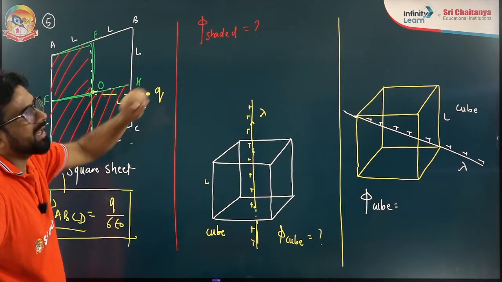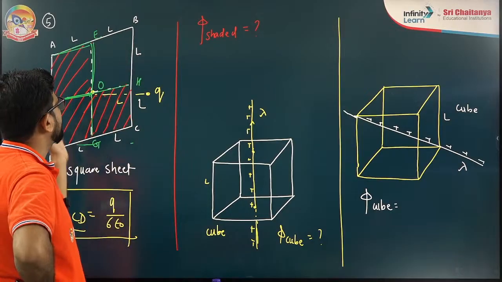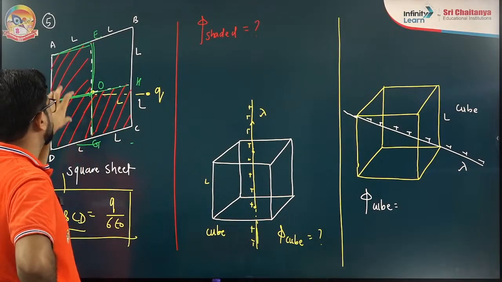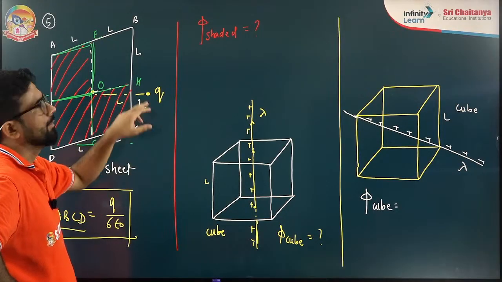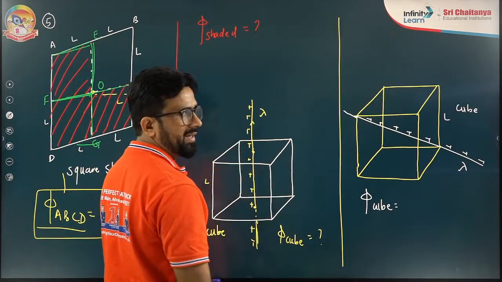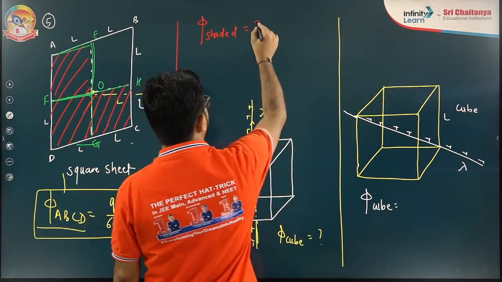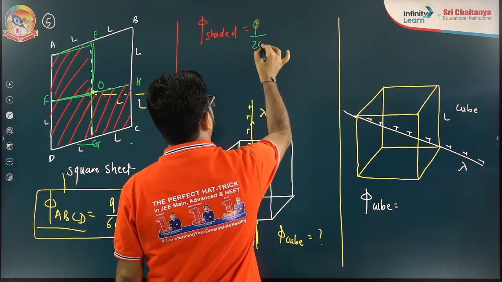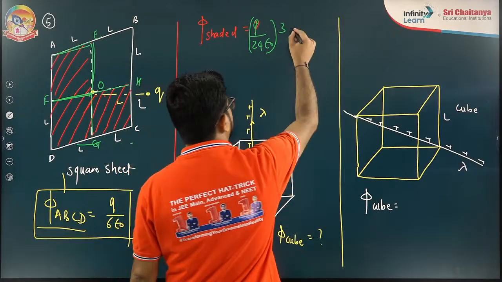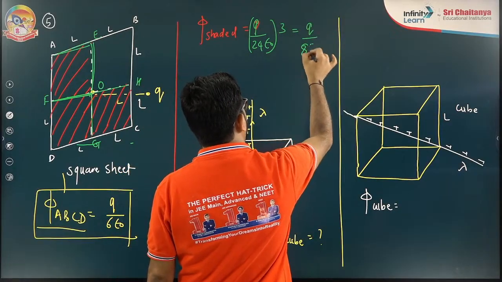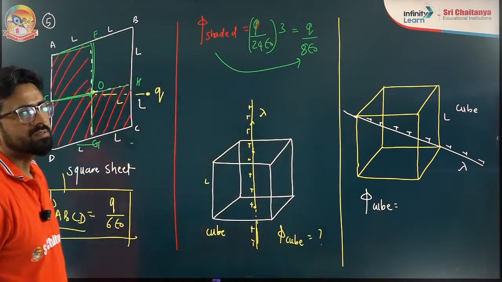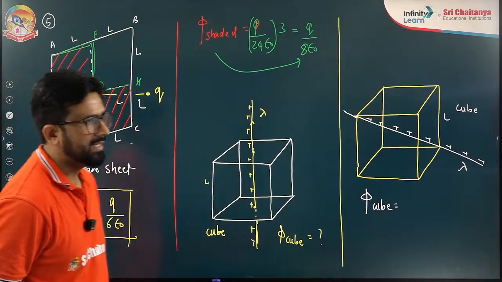But now I am not asking it for this complete ABCD plane. Now I am asking only 3. So you will say, sir, Q by 24 multiplied by 3, and you will get the answer. Now you are getting the correct answer. So Q by 24 epsilon, but there are 3 parts there. That means this is Q by 8 epsilon. That's the answer.